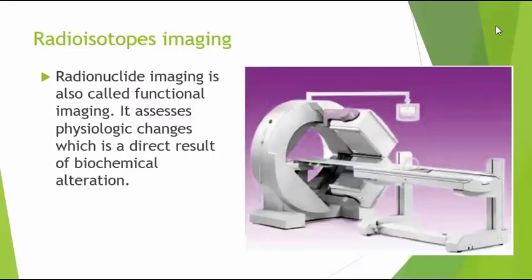Radioisotope imaging. Radionuclide imaging is also called functional imaging. It assesses physiological changes, which are a direct result of biochemical alteration. It's composed of two components. The first one is the gamma camera, as you can see here, and the second one is the radioisotope that is injected into the body.